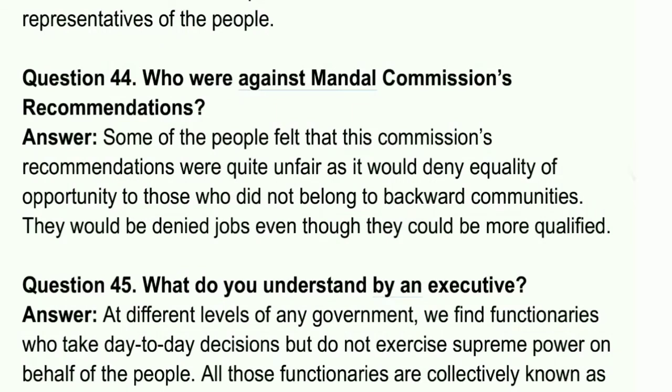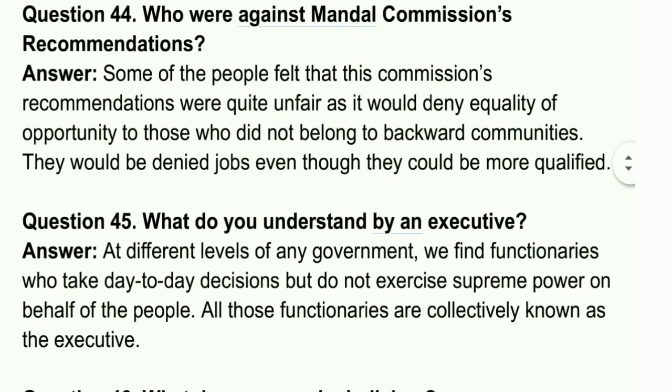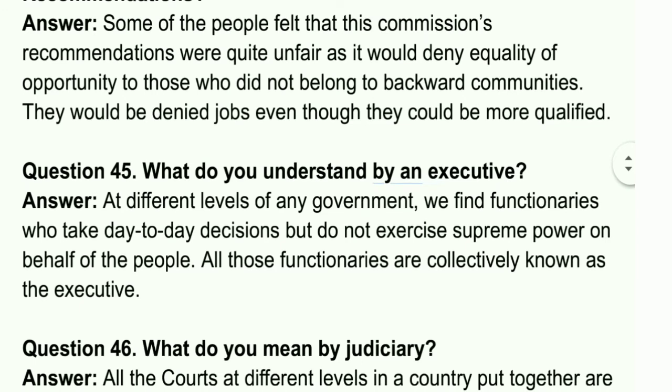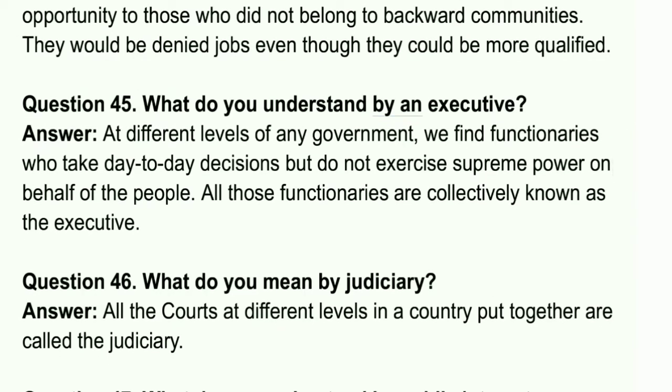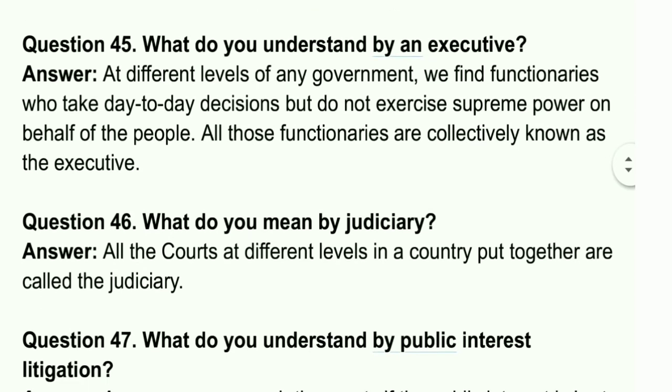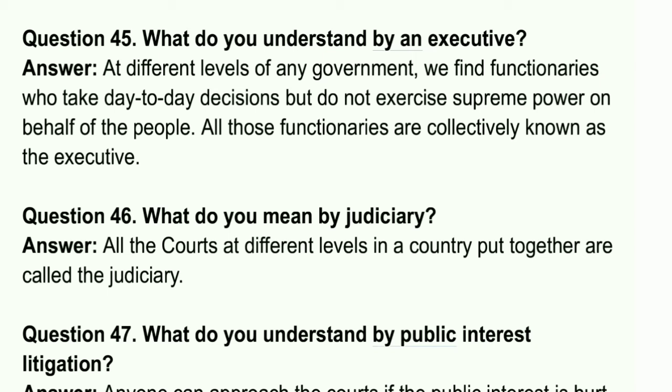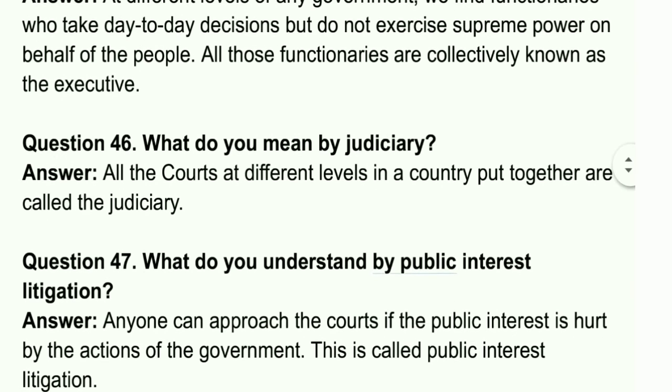Next question: who were against Mandal Commission's recommendations? Answer: some of the people felt that this commission's recommendations were quite unfair as it would deny equality of opportunity to those who did not belong to backward communities. They would be denied jobs even though they could be more qualified. Next question: what do you understand by an executive? Answer: at different levels of any government, we find functionaries who take day-to-day decisions but do not exercise supreme power on behalf of the people. All those functionaries are collectively known as the executive.